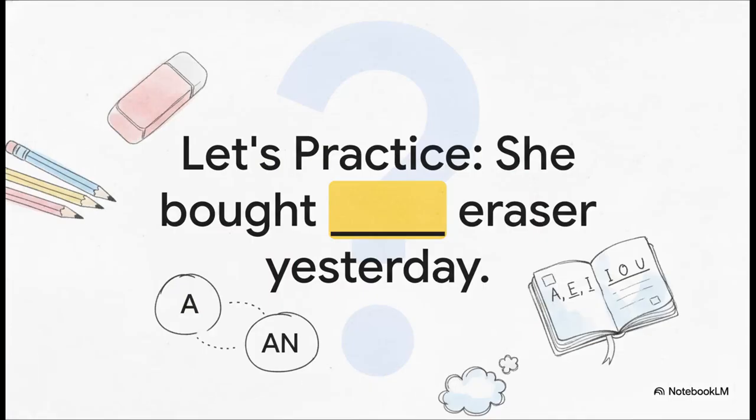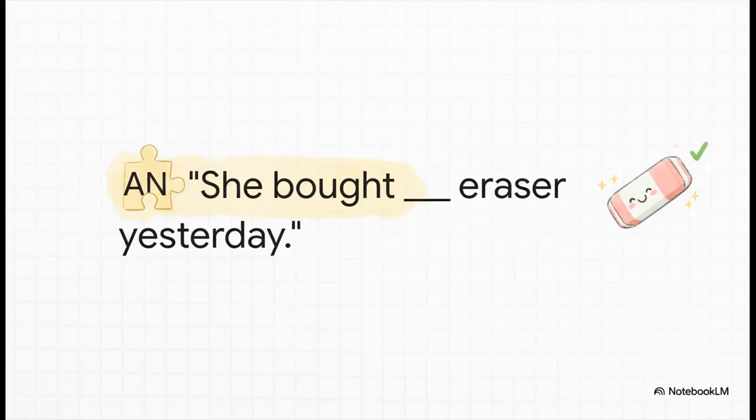All right, time for a quick pop quiz. How would you fill in this blank? She bought blank eraser yesterday. Think about that first sound of the word eraser. What do you hear? And you got it. It's an eraser, because eraser starts with that nice open vowel sound. Awesome. You've totally nailed the first key to building sentences.